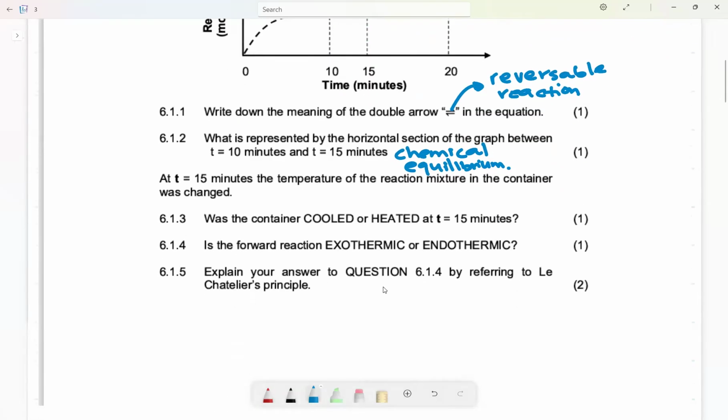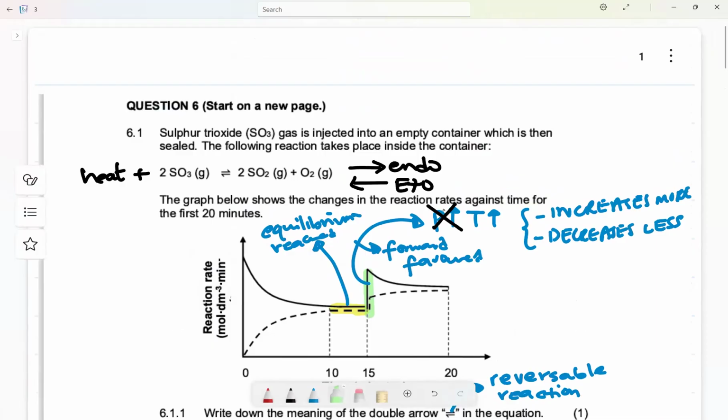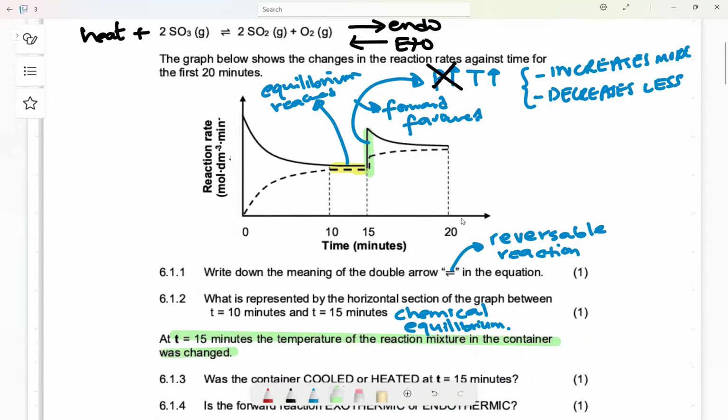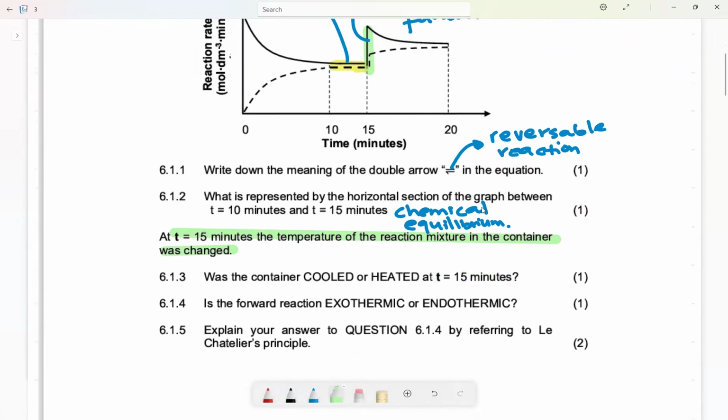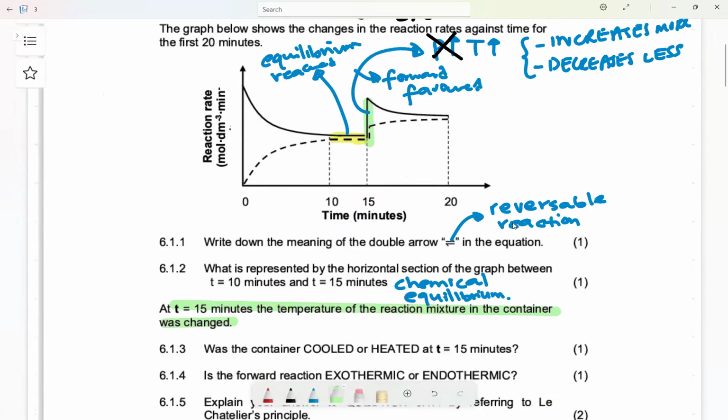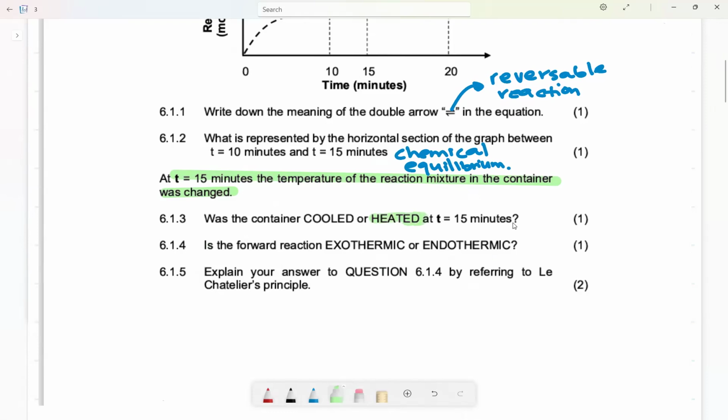Now they tell us that at time t15, the temperature of the mixture in the container was changed. Can you see we eliminated pressure and said it was temperature? We were telling the truth. So the question is, was the container cooled or heated at time 15? Since there was an increase in temperature, the container was heated. If the container is heated, the temperature increased. The question is, is the forward direction endothermic or exothermic? We said the forward direction is endothermic.